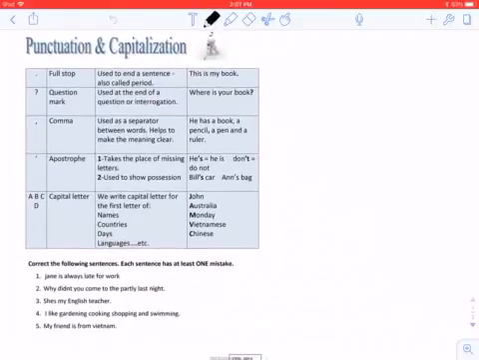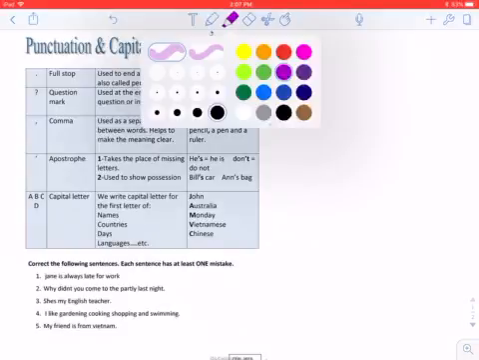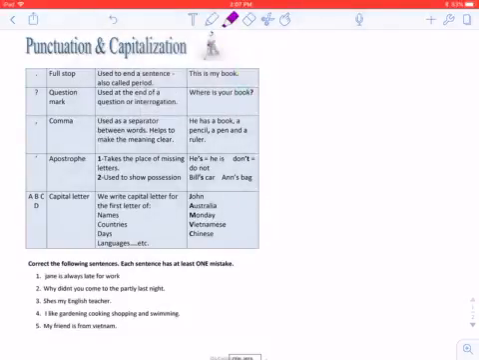So up here they can write in pencil. So this is my book. I would put a period. So yes, they're writing. Or if you didn't want them to write, you could just have them highlight. Or if they couldn't write very well, you could just have them start highlighting things that are important to them. So you could say apostrophe takes the place of missing letters. Or where's your book? They could just highlight things instead of having to write all of this stuff down.